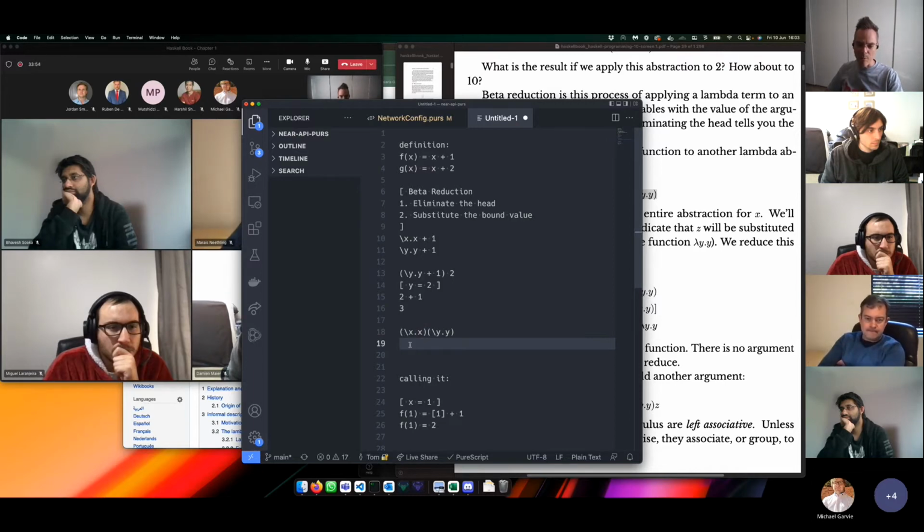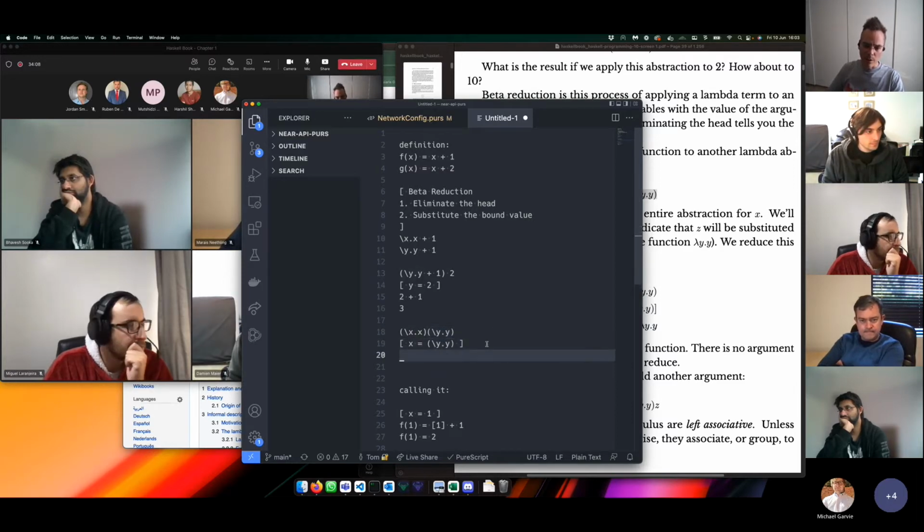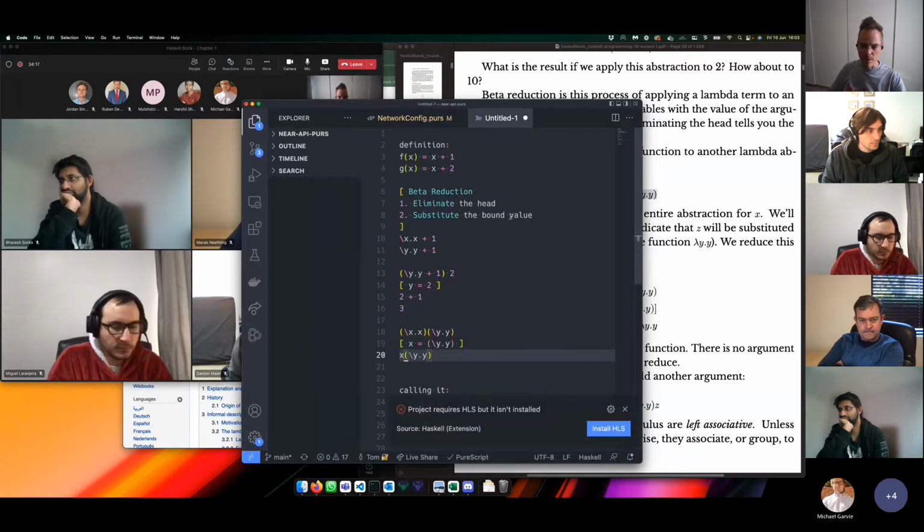Like, let's go and grab its parameter. So we know that we're going to eliminate x here, but what is x going to be bound to? X is bound to everything on the right, which is that thing. So x is going to be that, and now we do our things. So we take the old expression, we eliminate the head, goodbye head, and we're left with that, and then we substitute the bound value, which is this.